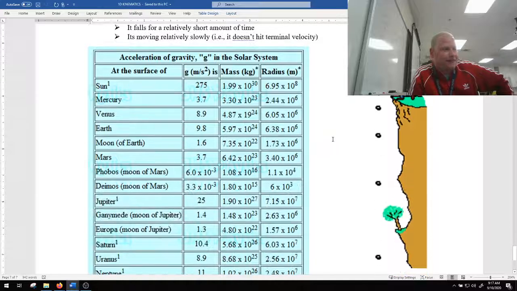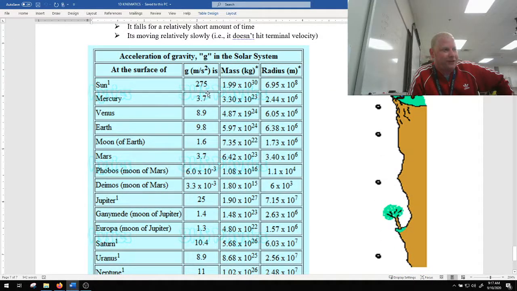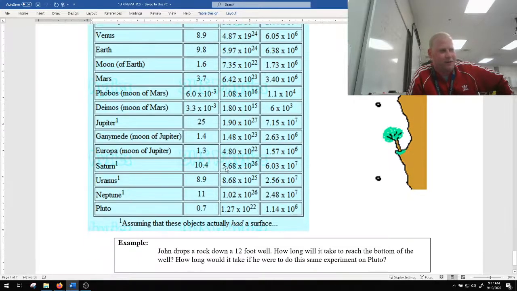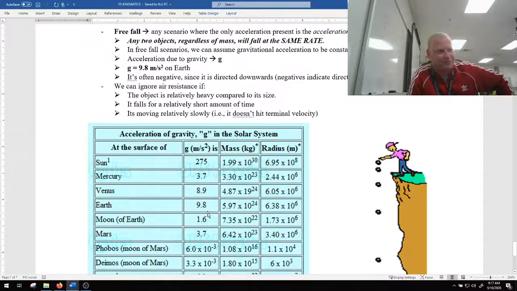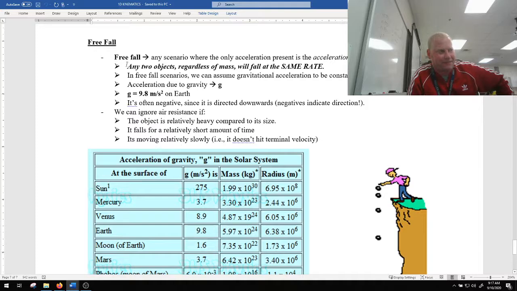Now, if we look at different planets in the solar system, obviously the rate of acceleration varies based off of the mass and the radius of the planet, which we'll get into when we start talking about gravitation. But just look at the varying factors. The sun would have a gravitational acceleration value of 275 meters per second squared, assuming there was a solid surface to stand on. You go all the way down to Pluto, right? Pluto has a gravitational acceleration of 0.7 meters per second squared. So very, very small.